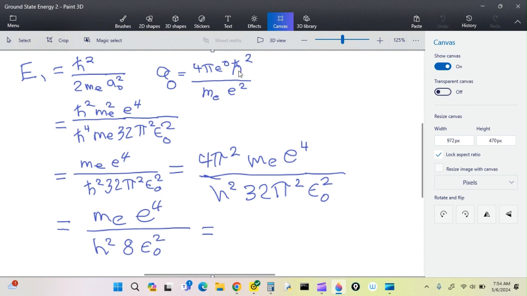So we have h squared, but remember, all this stuff is squared. So h squared squared is h to the fourth. m_e is still in the denominator. That didn't change because this m_e actually comes up into the numerator. Let's follow that along. The 4 pi epsilon 0 squared would become 16 pi squared epsilon 0 squared. Here's the 2, and that makes it 32.